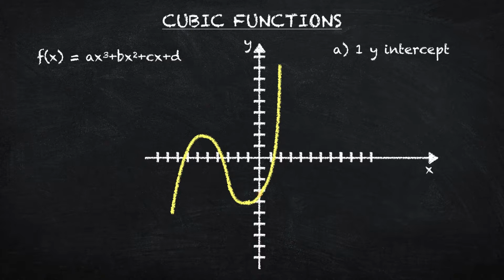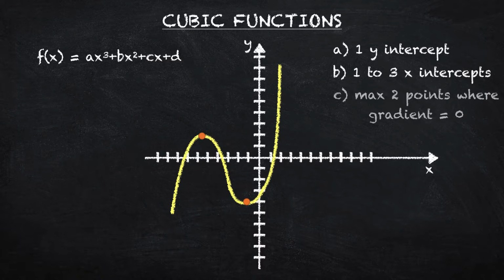Then we have 3 points where the function meets the x-axis. In general, we can see that cubic functions have from 1 to 3 x-intercepts. Then we have 2 points here where, if we draw the tangent, it would be parallel to the x-axis. These 2 points are points where the gradient is equal to 0, and there are a maximum of 2 points where the gradient is equal to 0 in cubic functions.